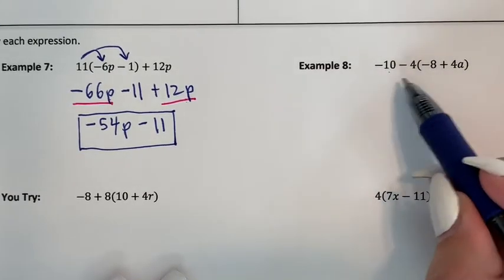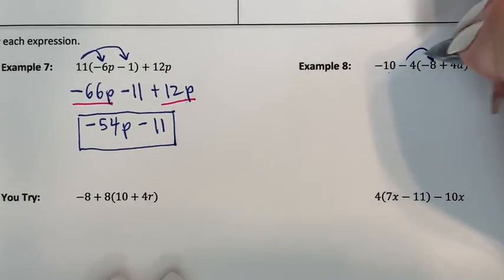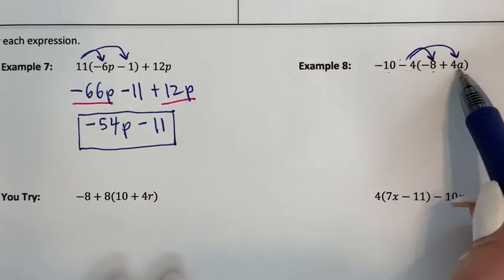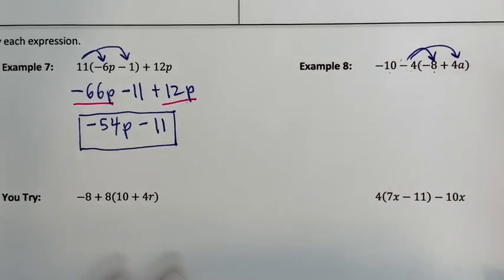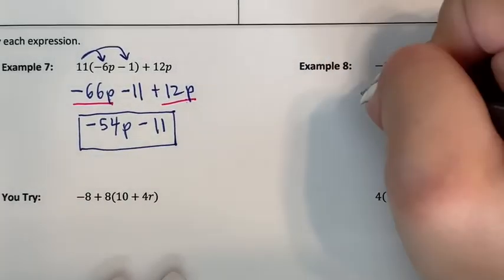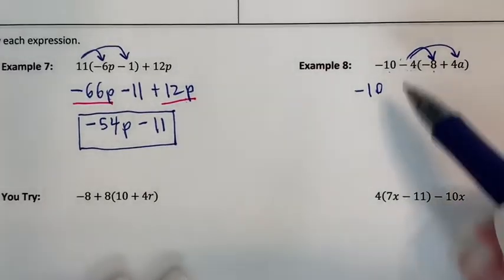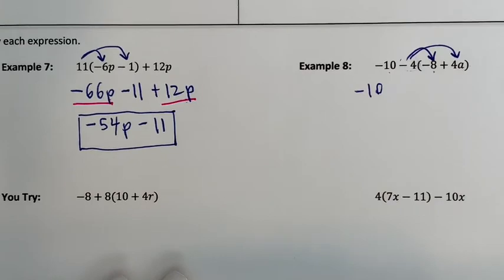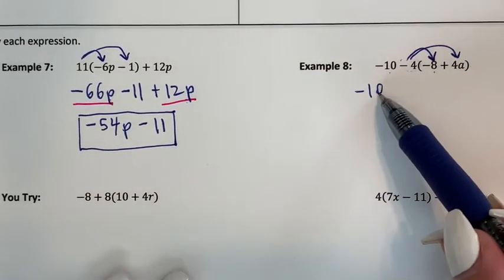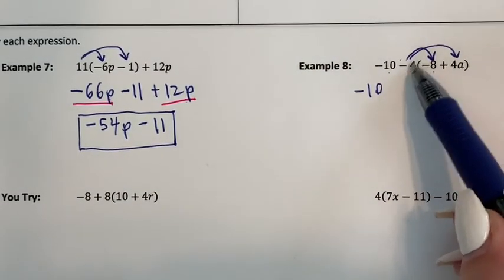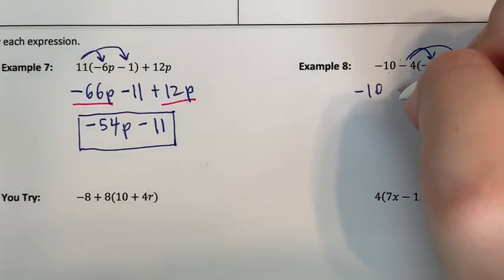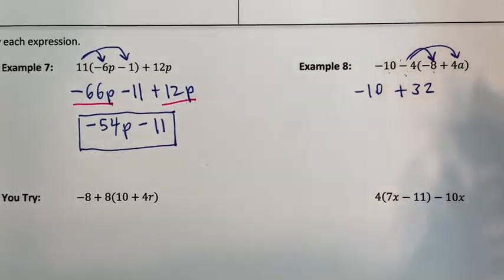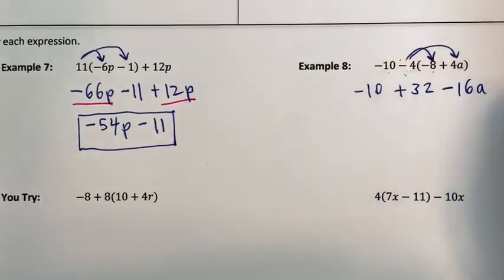So this is -4 times parentheses. So the first thing I have to do is take this -4 here and distribute it to both terms or to both parts inside parentheses. I have this -10 out front. I can just leave the -10 out front. I'm bringing that down. Same idea as over here, how we brought the 12p down. That's not part of distribution. So I keep the -10, and now I'm doing -4 times -8 to get a positive 32. -4 times 4a gives me -16a.